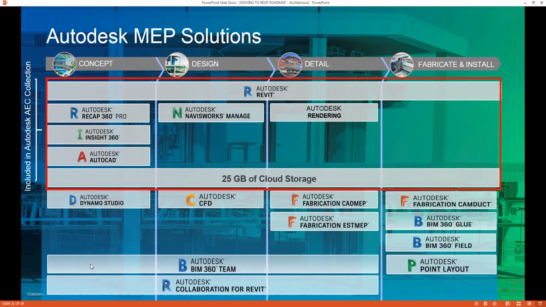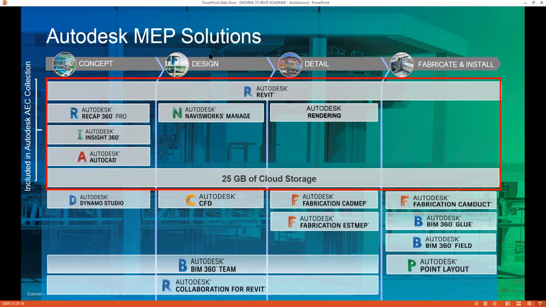In fact, I say that BIM 360 Team is extremely important here, because if the MEP and the other team members are not well connected, you're going to have issues. So you can upsell BIM 360 Team, and you can upsell Collaboration for Revit to them after they have bought the AEC collection. Then we move to the design stage for MEP guys.